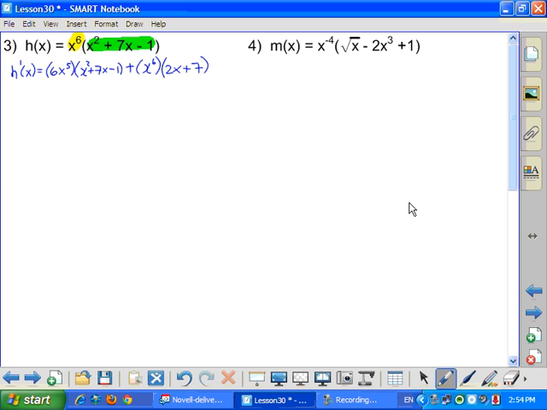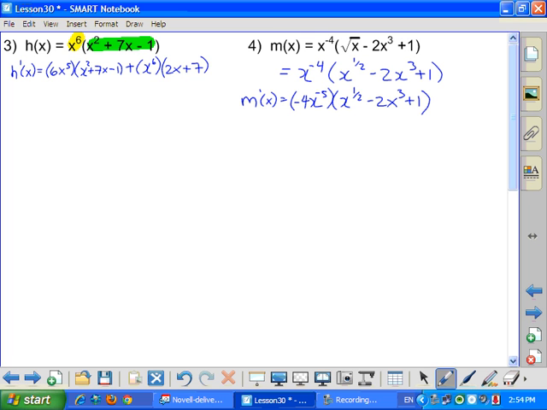Next one, number 4. First thing I'm going to do again, I'm going to rewrite this function without any radical signs. Just makes it a little bit easier. My derivative then is the derivative of the first function, so negative 4x to the negative 5, multiplied by the second function, plus leave the original first function alone and take the derivative of the second. So 1/2 x to the negative 1/2 minus 6x squared, derivative of 1 is 0.